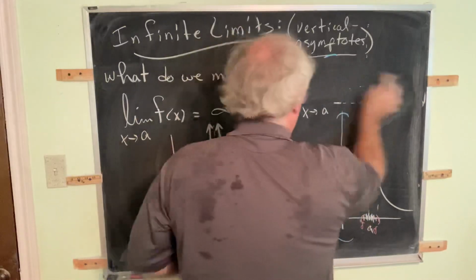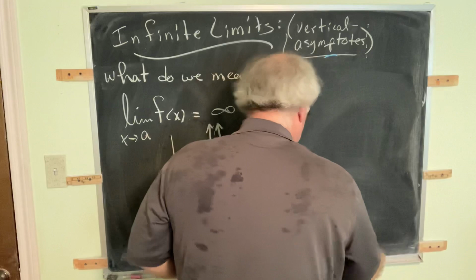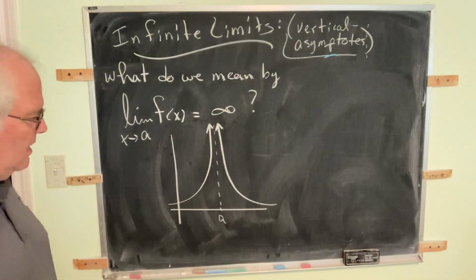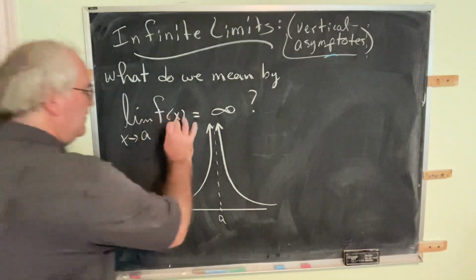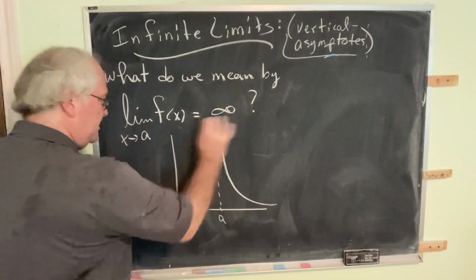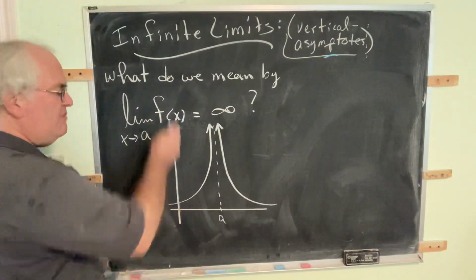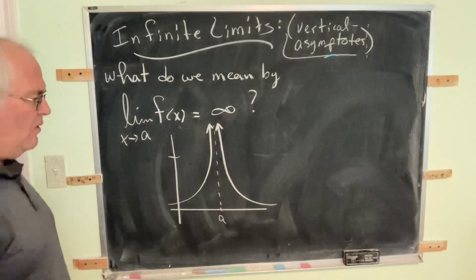So here's the way we word that in the language of the epsilons and the deltas. Actually, it turns out epsilon is no longer in play. What we say is this: in order for this to be true, pick any number on the y-axis. Pick any number. I don't care how far up the y-axis you pick. Pick any number on the y-axis.